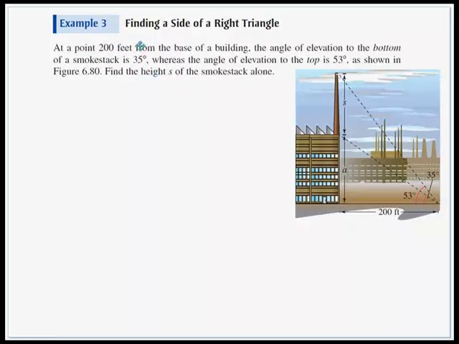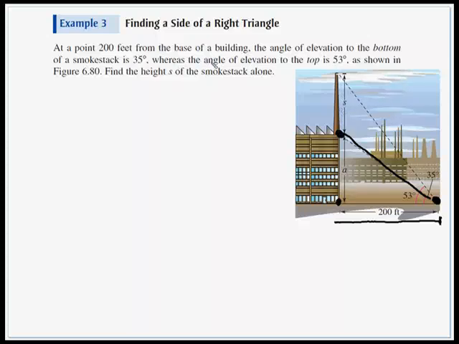Now, example 3 here is a little more complicated. At a point 200 feet from the base of a building. So here's our base of our building. A point 200 feet away is right over here. The angle of elevation to the bottom of a smokestack is 35 degrees. So here we have a 35-degree angle that takes us to the bottom of this smokestack. It's at the top of the building, the bottom of the smokestack.